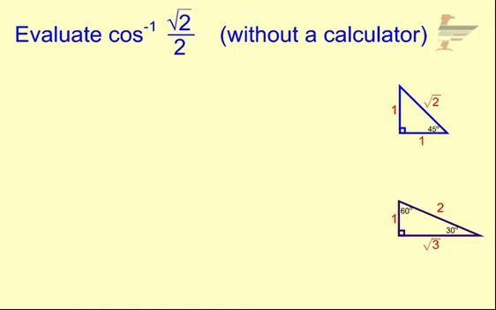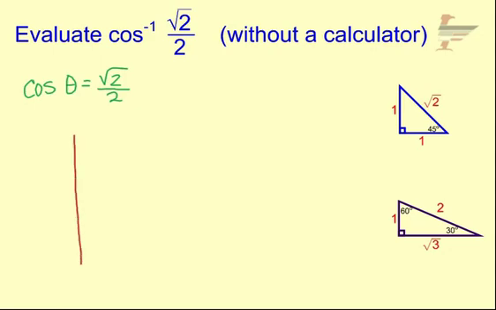Write inverse cosine of root 2 over 2. So first thing I always do is, let's just rewrite this. Cosine of theta equals root 2 over 2. So now we're looking for some angle where we get the cosine value of root 2 over 2.